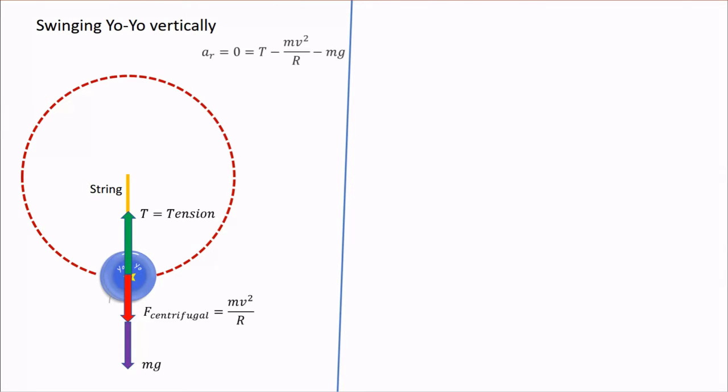So we can write this equation. The tension minus the gravity minus the centrifugal force should equal 0, since we can't have acceleration in the radial direction. We can then solve for t like this.